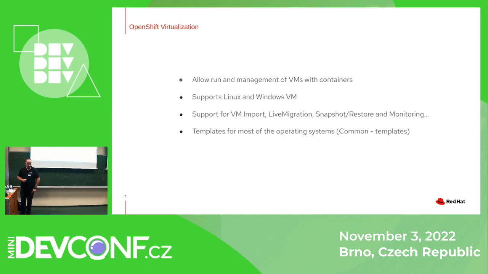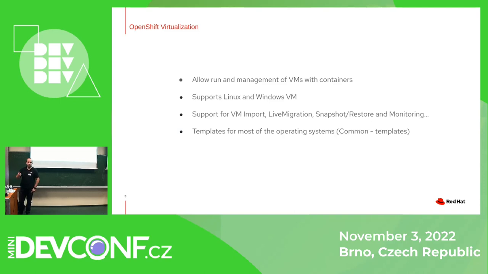The project is called Common Template, and it's a set of templates for most of the modern operating systems. So for example, you don't have to find on the internet how many CPU cores or how much memory each operating system needs, but you just look inside the UI of OpenShift, and there you will see, for example, templates for Ubuntu, for Fedora, for Windows, and with just a few clicks, you can have a fully working virtual machine.